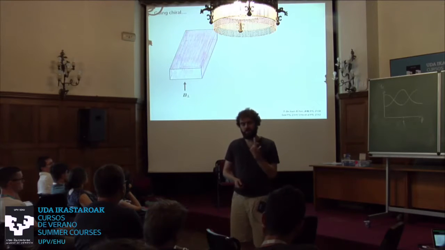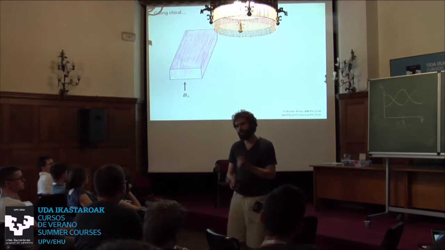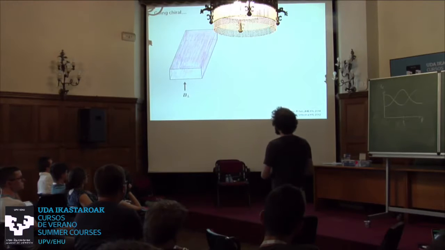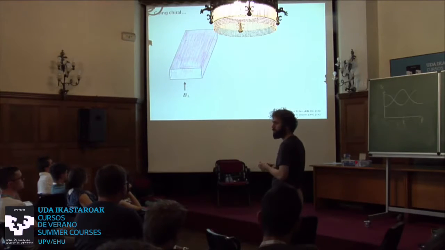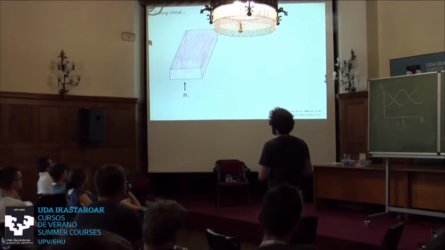Now if I make the magnetic field strong enough, then the top surface should go into a quantum Hall state. So it becomes an insulator. Well, if the top surface goes into a quantum Hall state, the bottom surface goes into a quantum Hall state too.